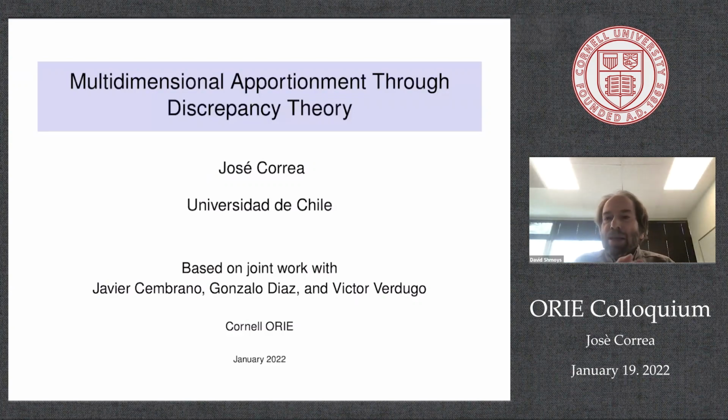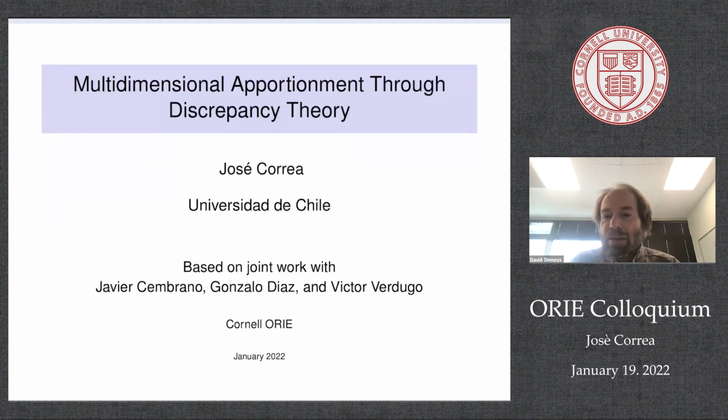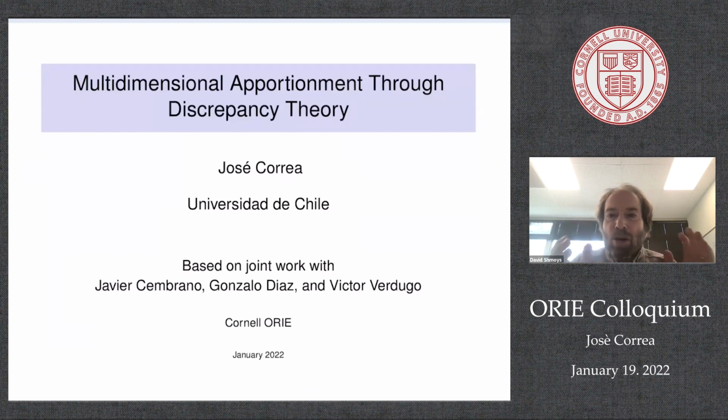It's my great pleasure to introduce José Correa as our ORIE Colloquium speaker today. José has a long list of impactful publications and distinguished contributions. Most recently, he did some award-winning work on school choice for Chile. And today he's going to talk to us about multi-dimensional apportionment through discrepancy. So take it away, José.